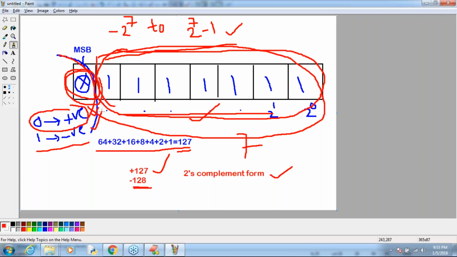Someone is asking a doubt: minus 128 to plus 127 is very clear, so why are you using this representation? Because it is very easy to remember. To remember easily, I use this, and I will follow the same convention for the remaining data types also.